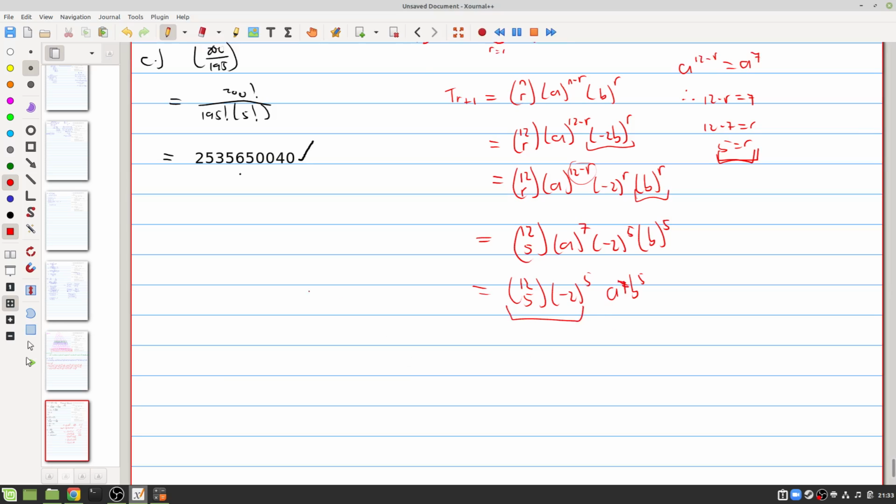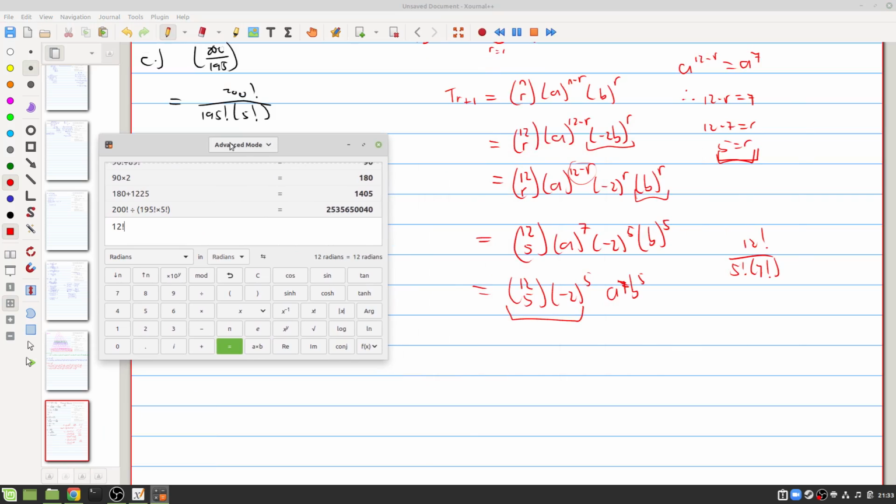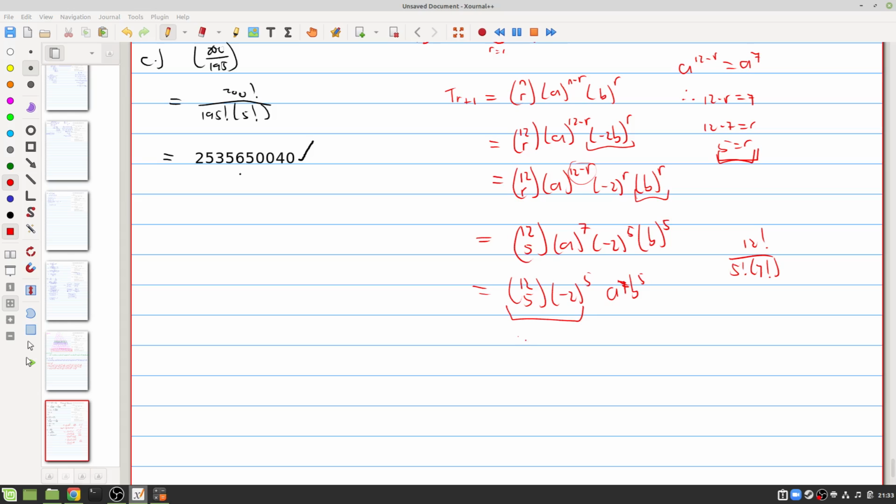So to work out what 12 choose 5 is, again that's 12 factorial over 5 factorial times 12 minus 5, which is 7 factorial. Okay, so that's going to be our answer there. Let's quickly compute that. So we've got 12 factorial divided by 5 factorial times 7 factorial. Okay, so that's 792. And then negative 2 to the power of 5 is negative 32.